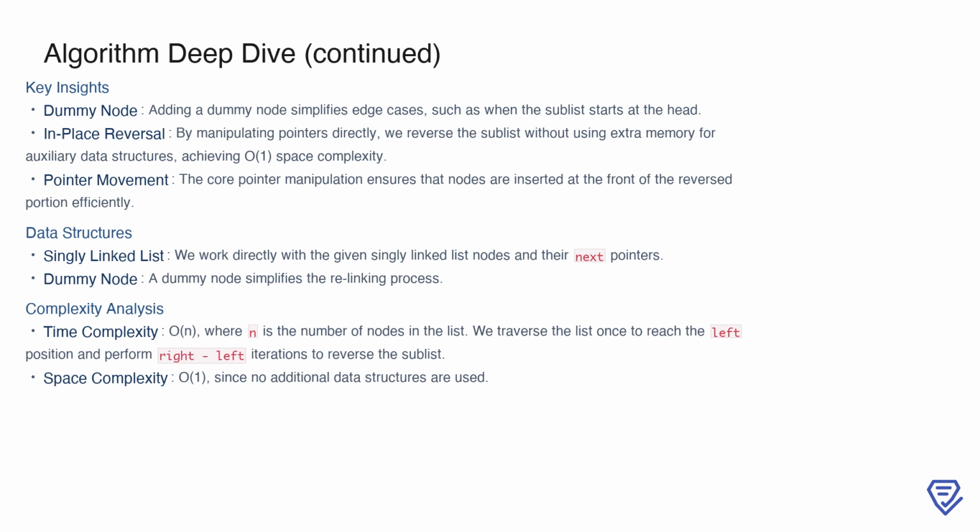In terms of data structures, we work directly with the singly linked list nodes and their next pointers. The dummy node is the only additional structure introduced, but it simplifies the algorithm significantly. For complexity analysis, the time complexity is O(n), as we traverse the list once to reach the left position and then perform right-left iterations to reverse the sublist. The space complexity is O(1), as no extra memory is used beyond the pointers.